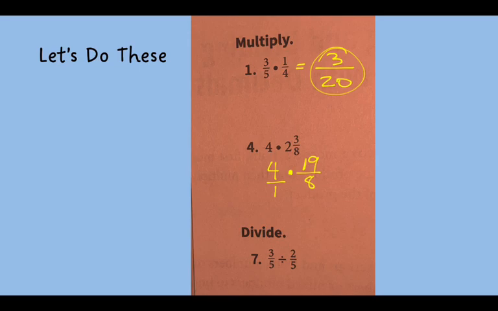19 over 8. Is there something I can do to reduce this? Yeah, 4 and 8. I can reduce which ones? The 4 and the 8. So I'll have, what's the answer going to be then? 9.5, or 19 over 2. Now, do the instructions tell you to leave it as is or change it? It just says to multiply, so you can leave it 19 over 2. Okay, so this is 3/5. 3/5 times what?